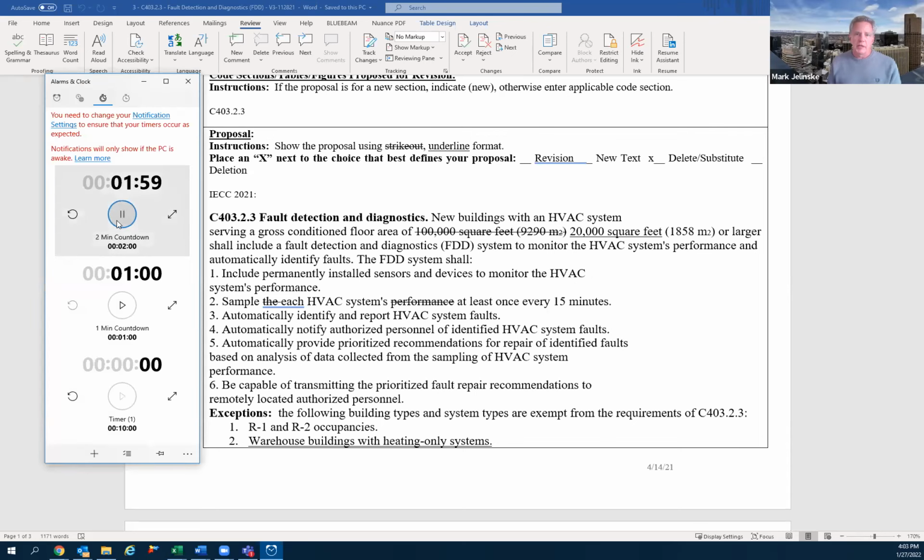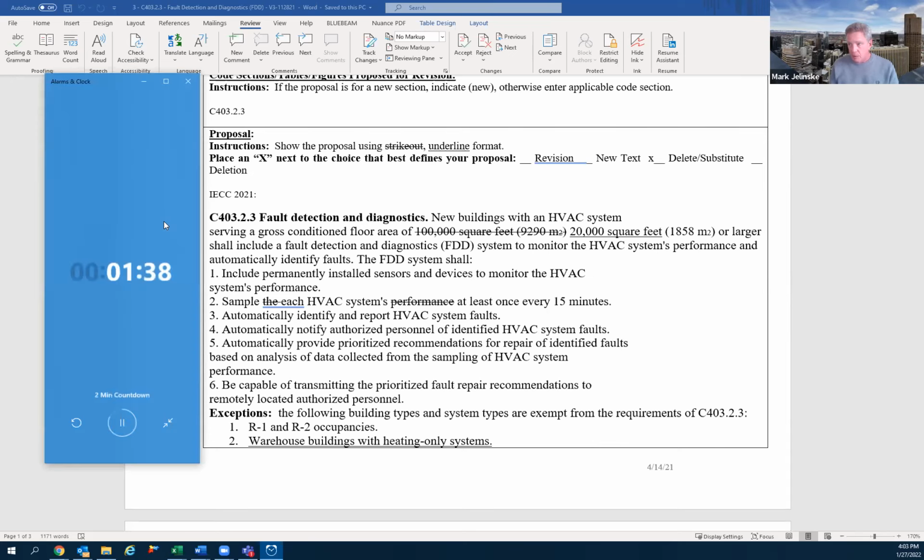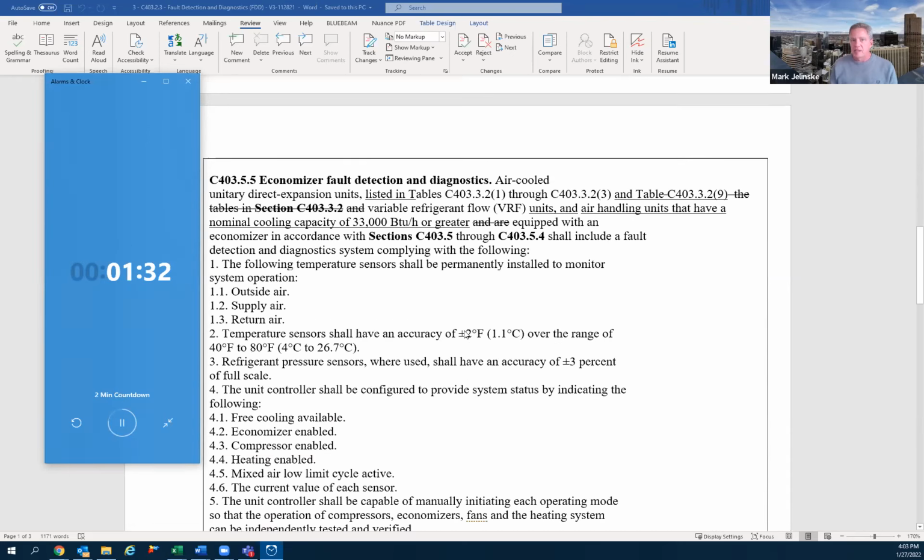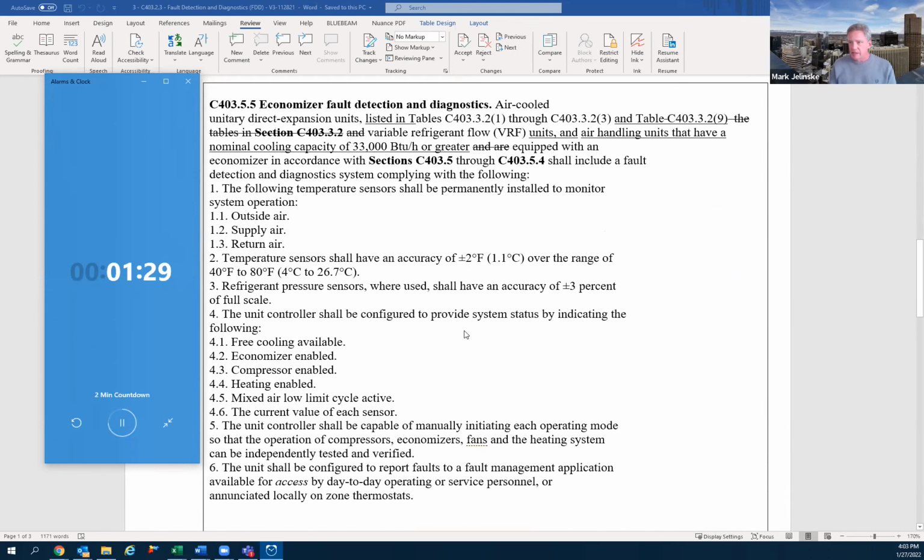Hello, Mark Zielinski, mechanical engineer practicing in the Denver area. I support this proposal with modifications. I support entirely the modifications to section C403.2.3. However, section C403.5.5 in the proposal is not using the 2021 IECC language. The base 2021 IECC already gives reference to all the tables in the entire section of 403, and therefore you don't need to expand the list of tables there.